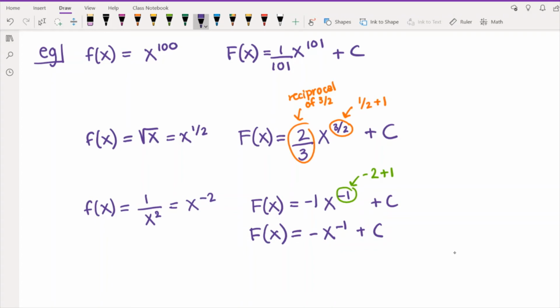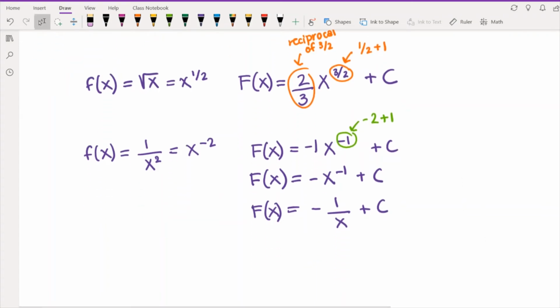So if you wanted to, you could actually rewrite this as negative 1 over x plus c. And that should kind of make sense to you because if you've done derivatives a bunch, you've probably started to recognize that the derivative of 1 over x is negative 1 over x squared. And so we basically need this extra negative sign to cancel out so that you're just left with 1 over x squared.